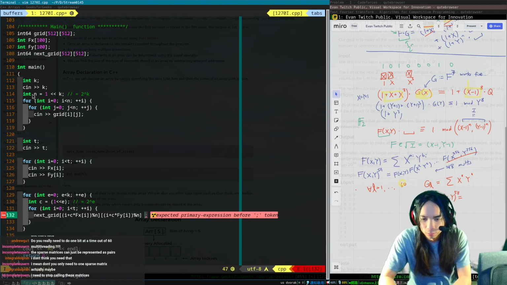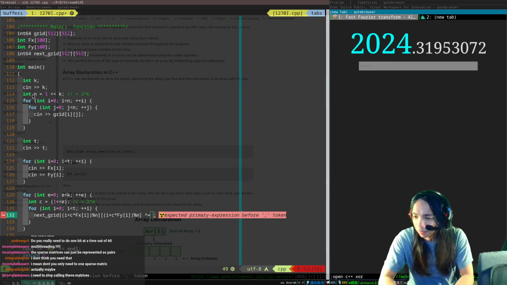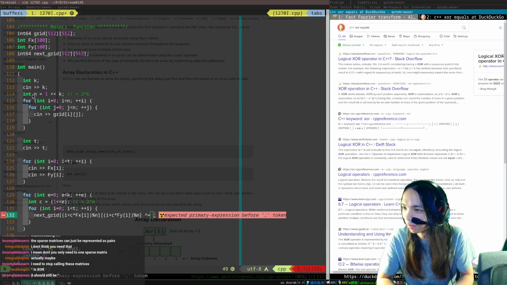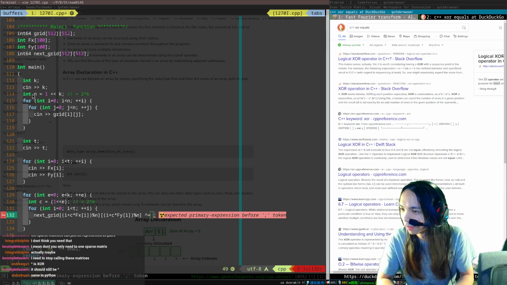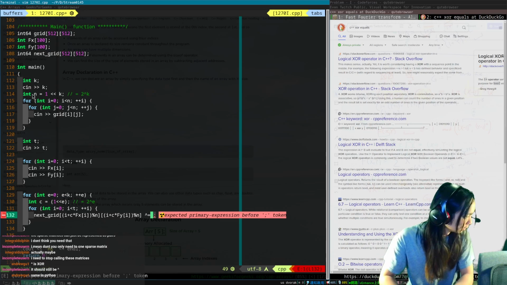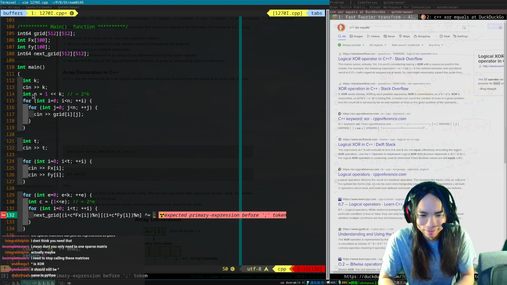Okay, so I want to XOR this. What is XOR in C++? Is it the caret or is that AND? Is it like... It should still... Okay, cool. Shows you how I'm going to use this.